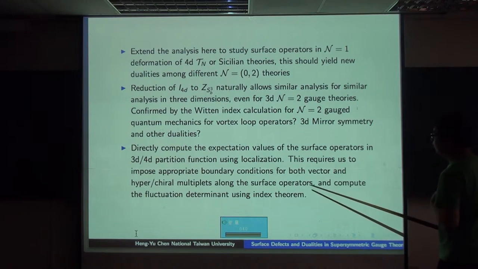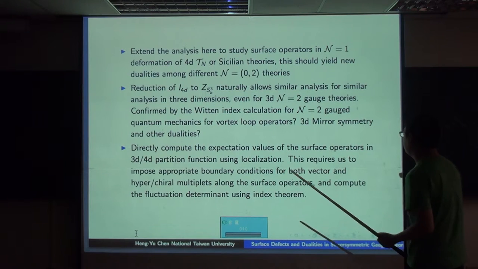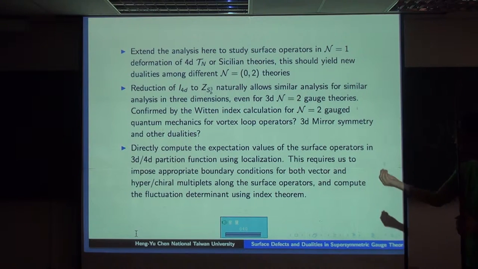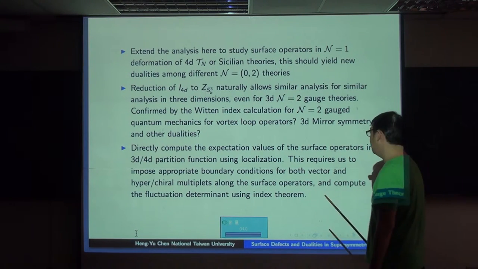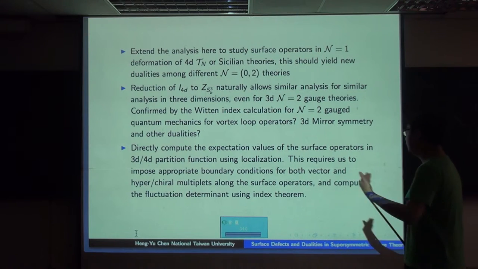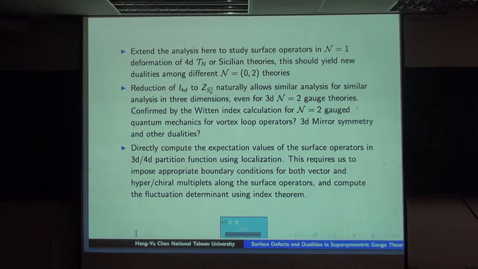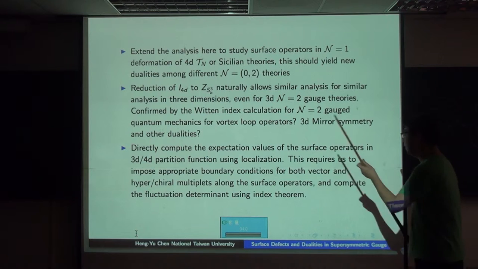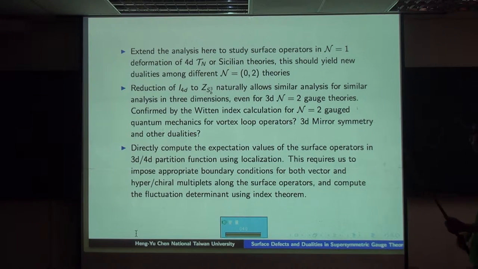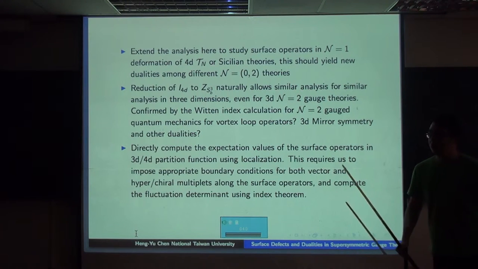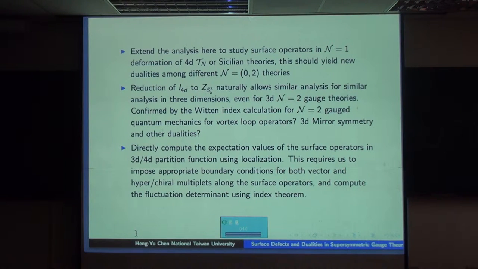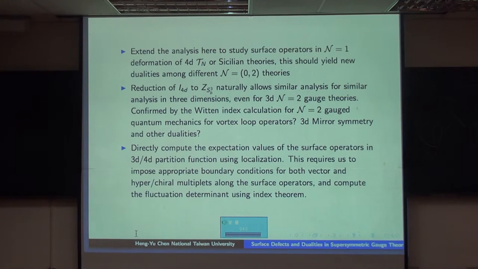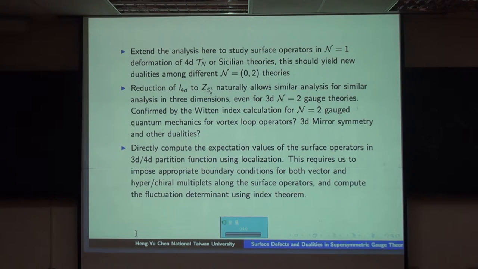This will really require us to impose appropriate boundary conditions that arise from the singularities along those defects, and that would require you to generalize all this index calculation you learned from the summer school over the summer. Okay, so I hope I end here. Thank you very much for your attention. Questions?